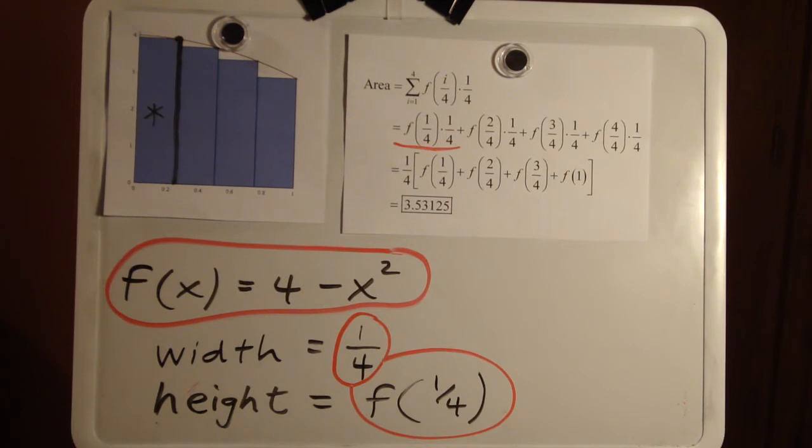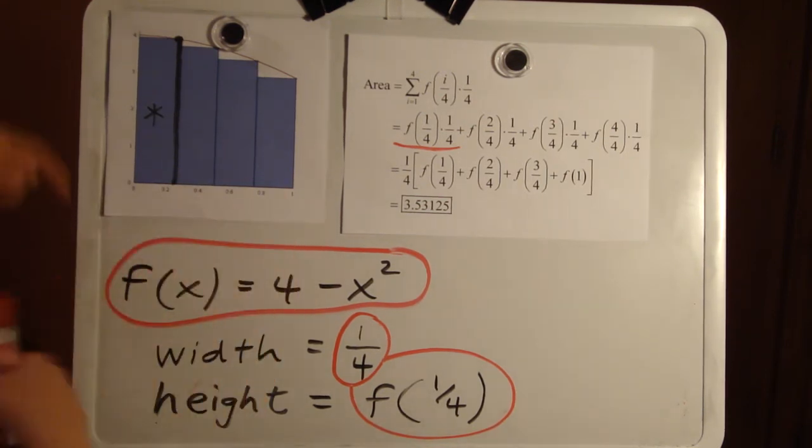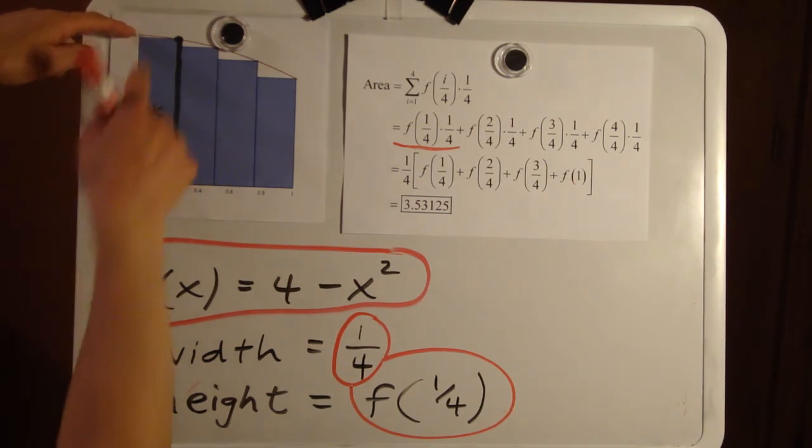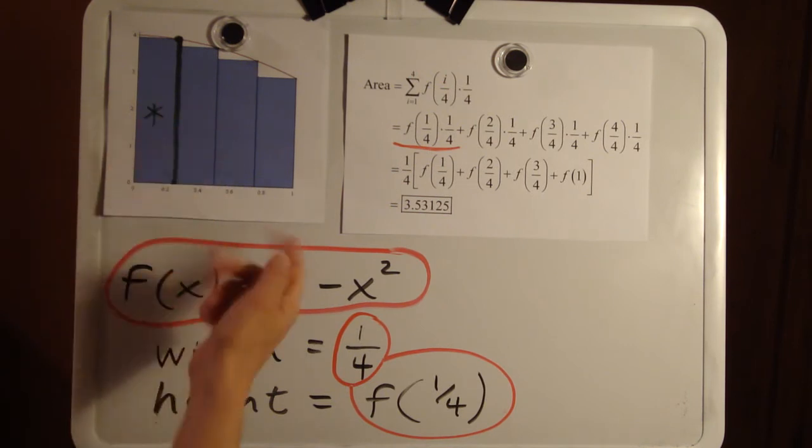So then when you calculate the area, it appears we get about 3.53125. And that's a pretty reasonable number if you think about the width here is 1 and the height here is 4. And we're missing out a little bit on the upper right hand corner, so this value here should be less than 4.